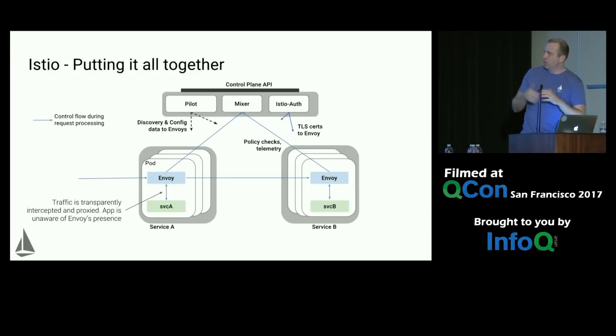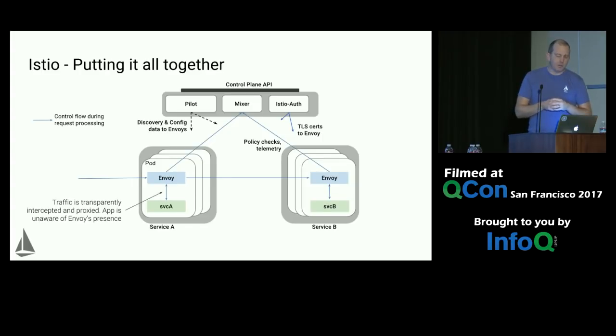We have another component on the right-hand side, which is called Istio-Auth, and its job is to inject certificates down into the sidecar and to rotate those certificates on a pretty regular basis. The reason we send certificates down into the sidecars is because we use that to identify the workloads and to secure the traffic between both sides. I'll get into some more details about security later.